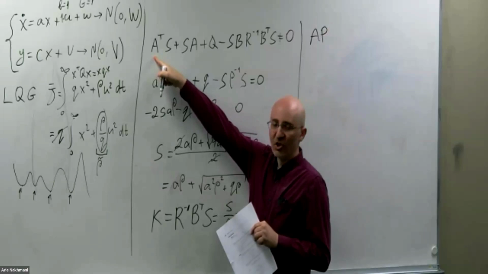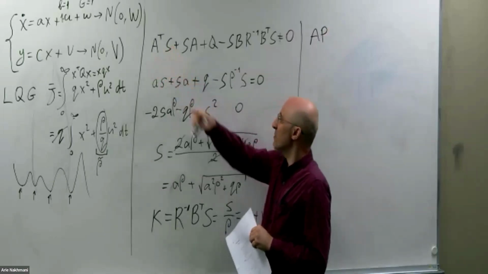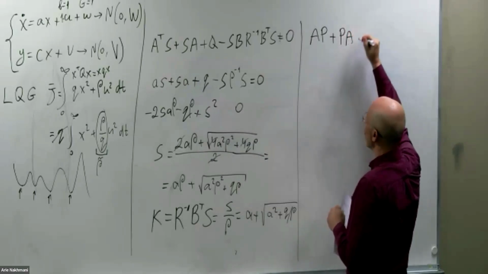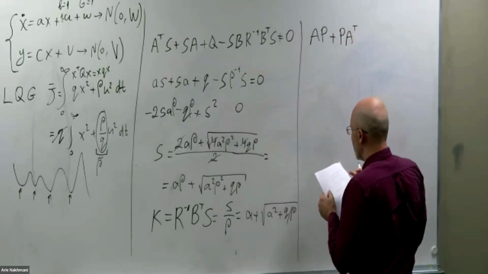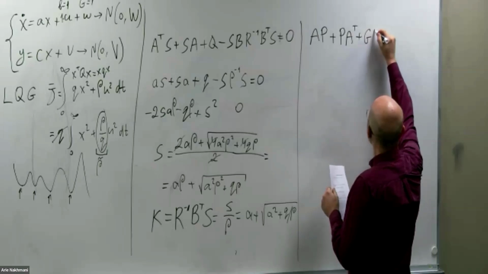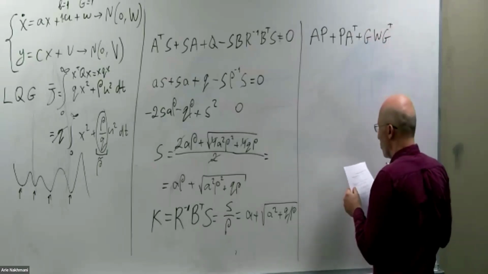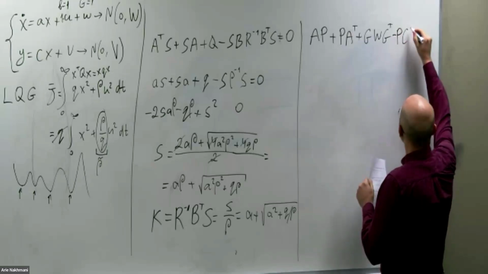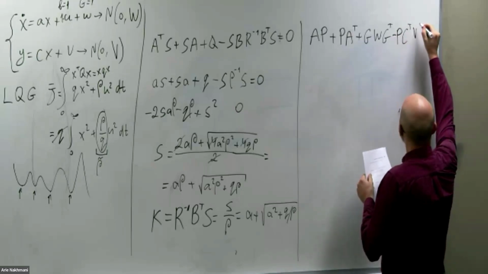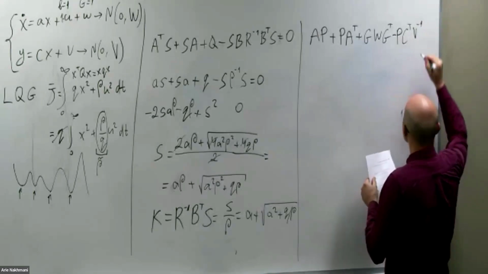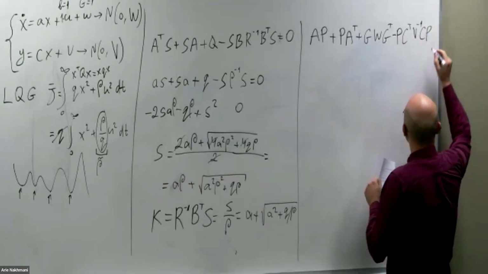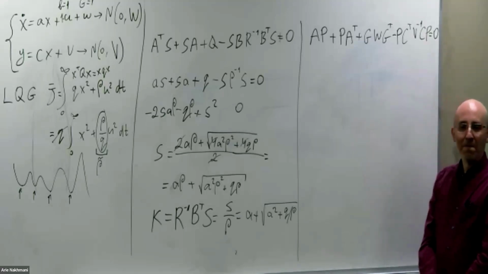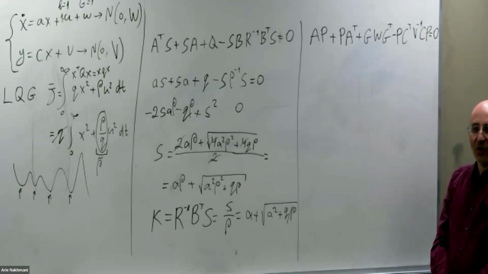So I'm replacing A transpose with A, S with P, plus P A transpose. Q is replaced by G W G transpose, minus P C transpose V inverse, instead of R inverse, C P equals 0. This is our new Riccati equation for that case, for the Kalman filter.